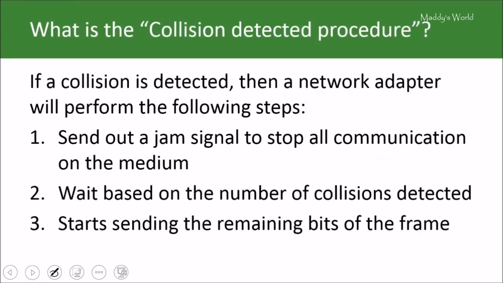So let's check out that collision detected procedure. What happens if there is a collision is sort of like in real life if two cars crash, right? You send out a jam signal and it stops all communication on the medium, so everything comes to a screeching halt. The devices are going to wait for a period of time that's dictated by the number of collisions that occurred, and then eventually once the roads are clear, it's going to start sending the remaining bits of the frame out on the network.